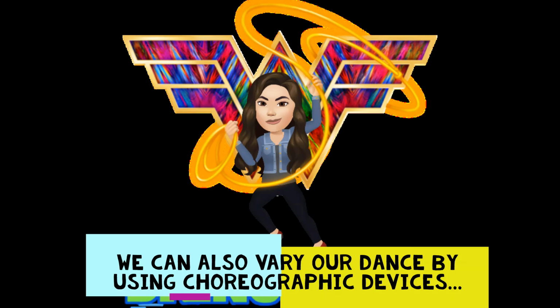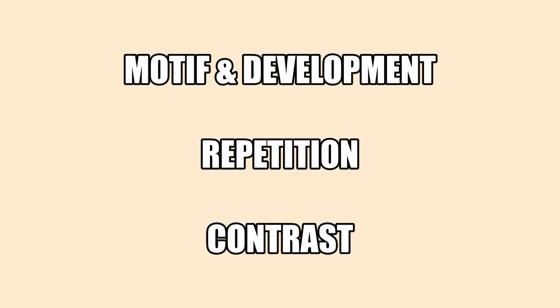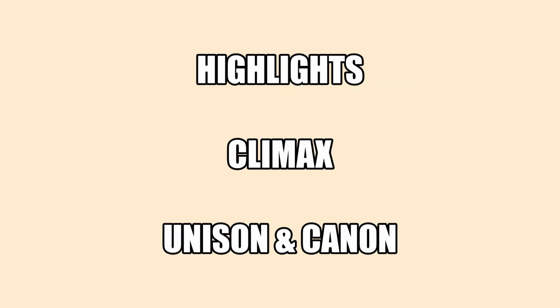We can also vary our dance by using choreographic devices. These include motif and development, which is what we've discussed today, repetition, contrast, so which parts of the dance stand out from each other because they're very different, highlights. Now, I like to think of these as the key points that the audience will probably remember.